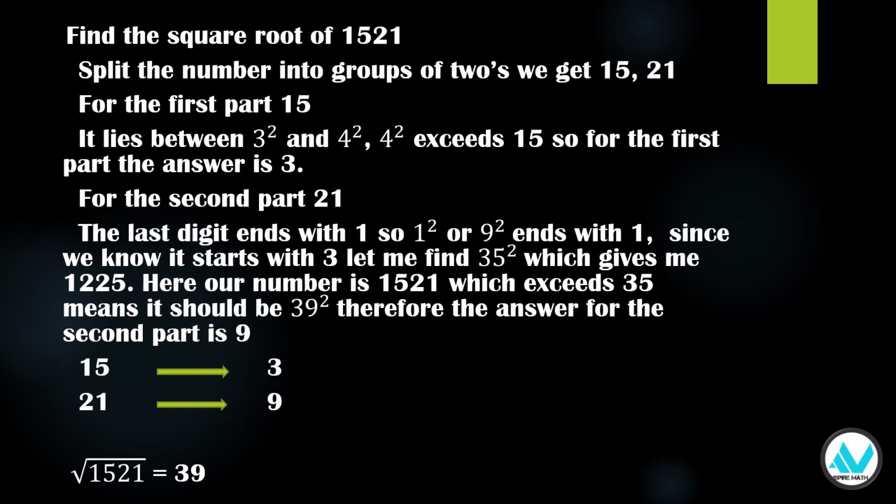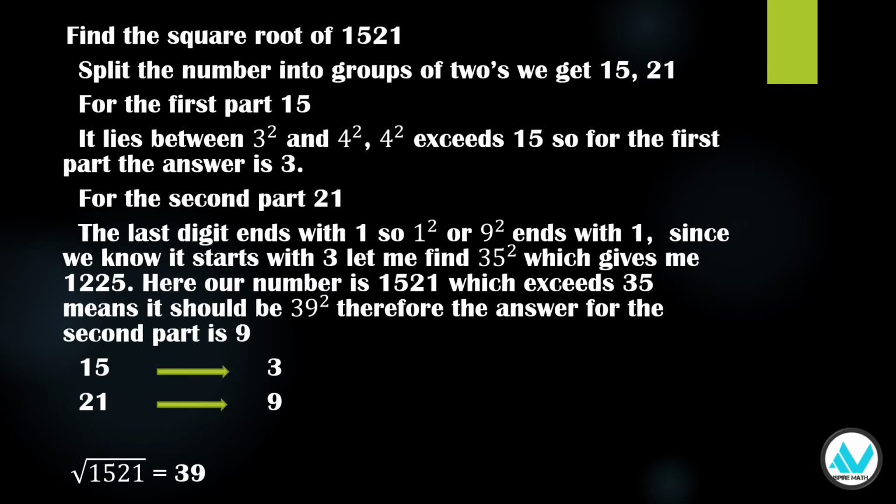Now for the second part 21, it ends with 1. So either 1 square or 9 square should end with 1. Since we know that it starts with 3, here we are going to make a small trick. Let me have the base as 5 hereafter for all the square numbers. Now let me find the 35 square. Don't think it's going to be very hard because 35 square is going to be very easy to find.